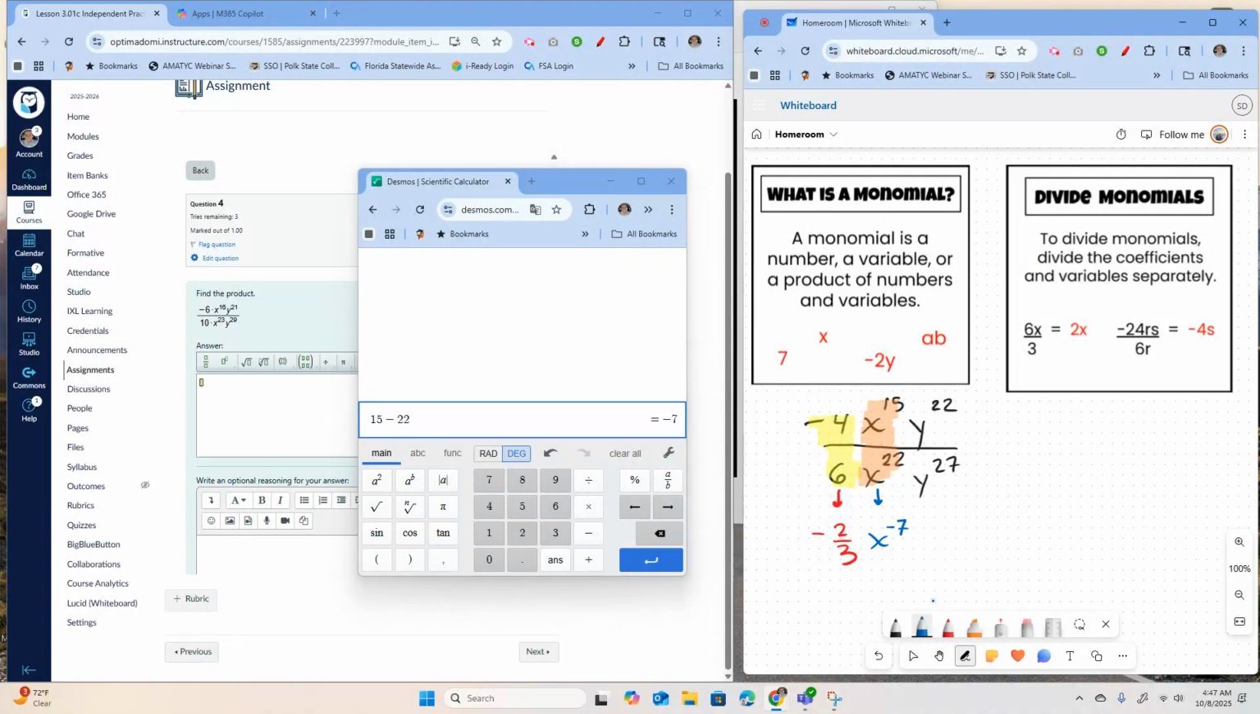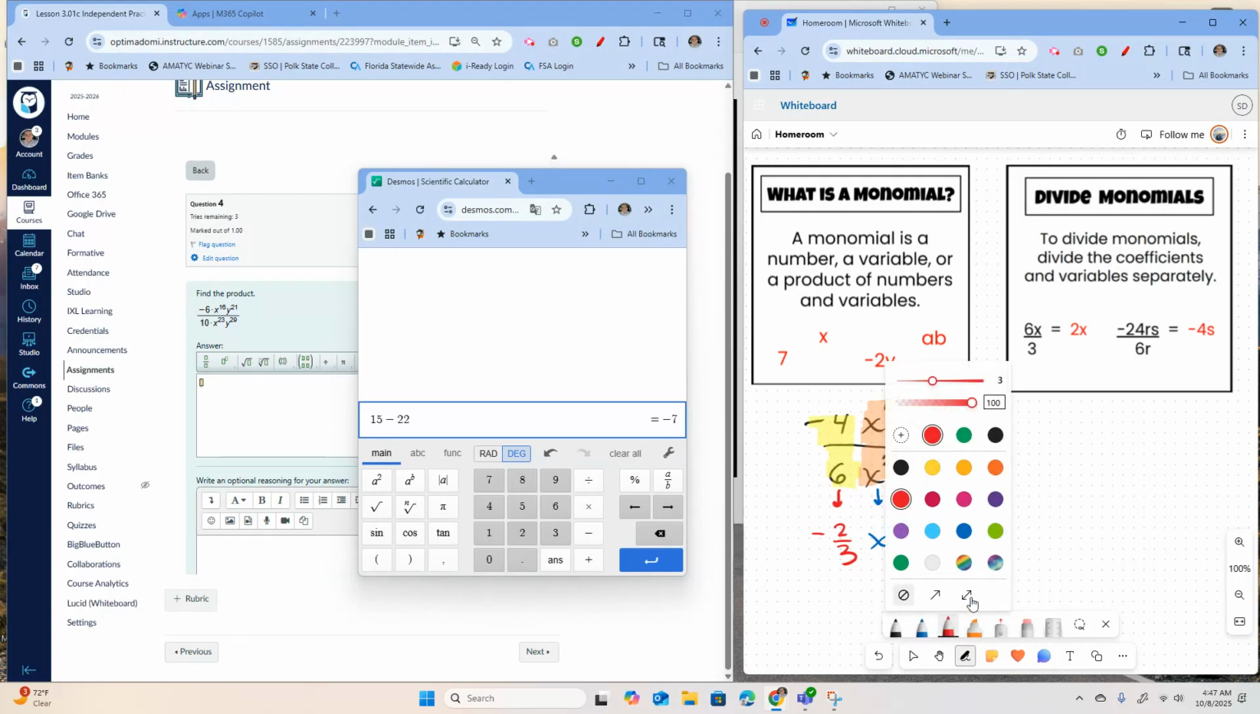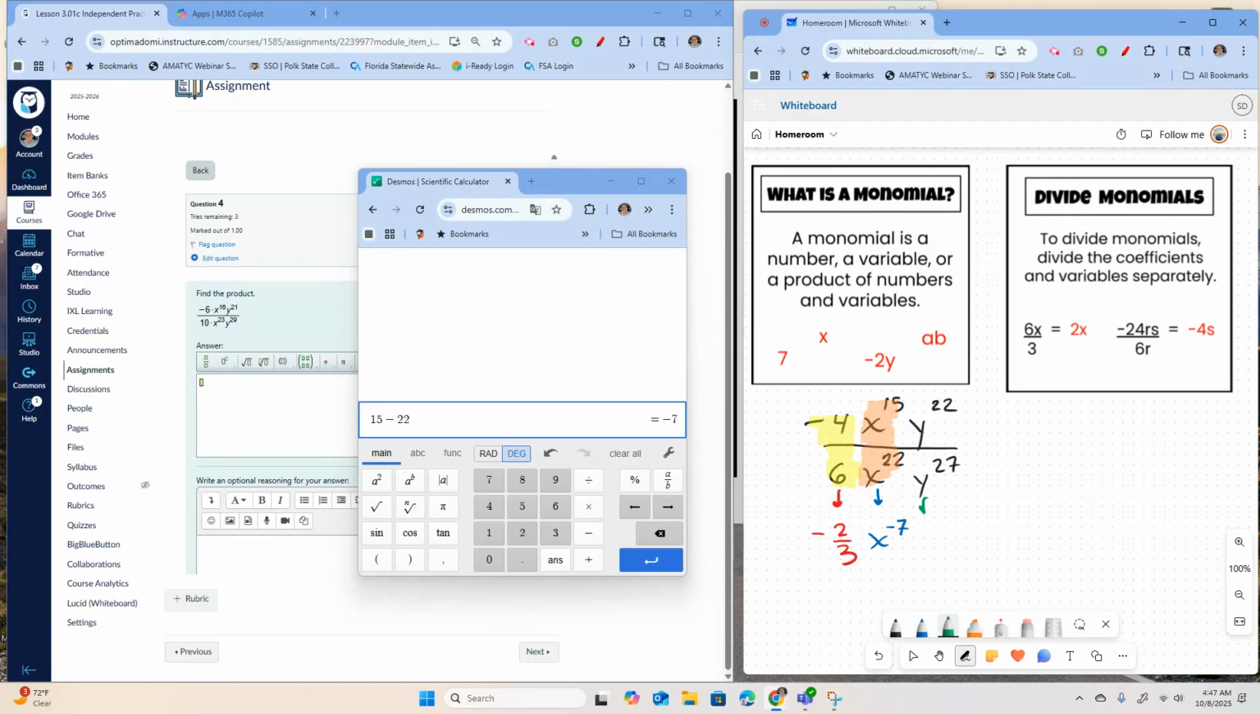Now I'm going to divide the y's. Let's go with the last one. So let me change the color of my pencil. When I divide the y's, I keep the y, and again I'm going to subtract the exponent. So the top exponent, 22, subtract 27, and you can see I got negative 5. Now a lot of times you can leave your answer like I got there, negative 2/3 x to the negative 7th power, y to the negative 5th power.